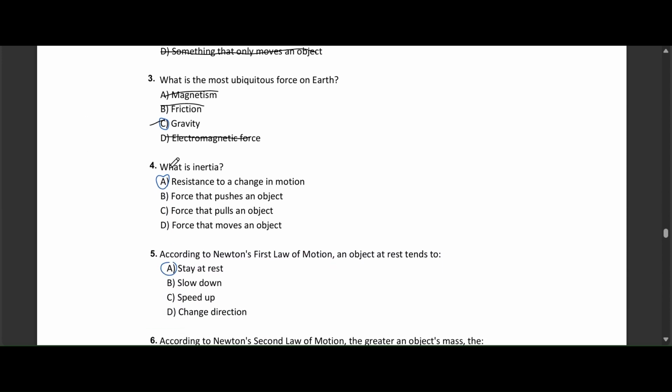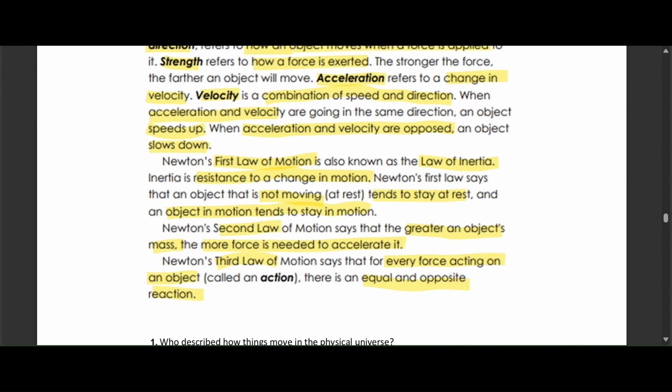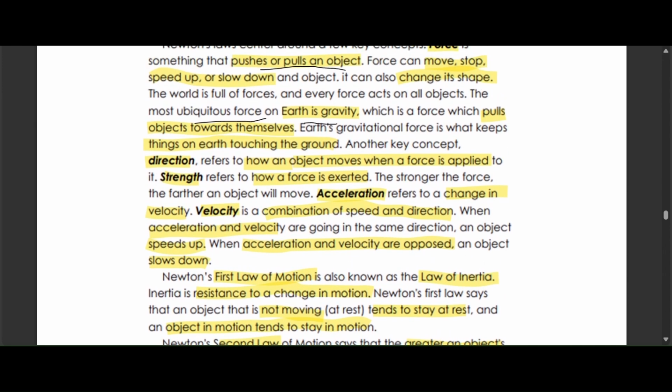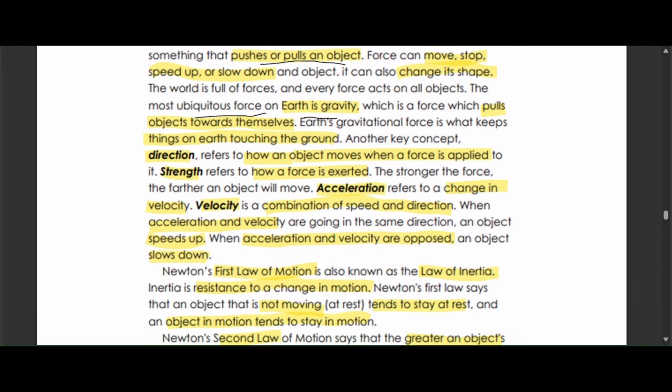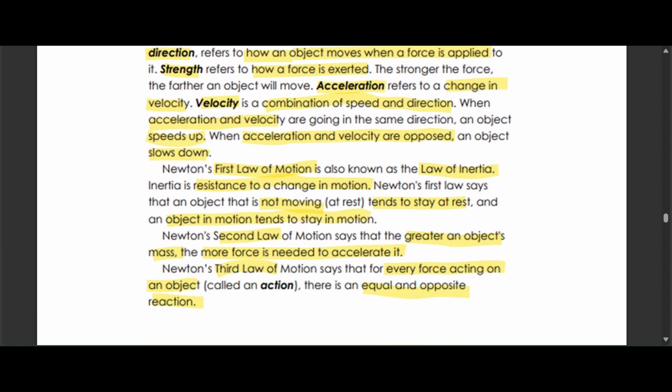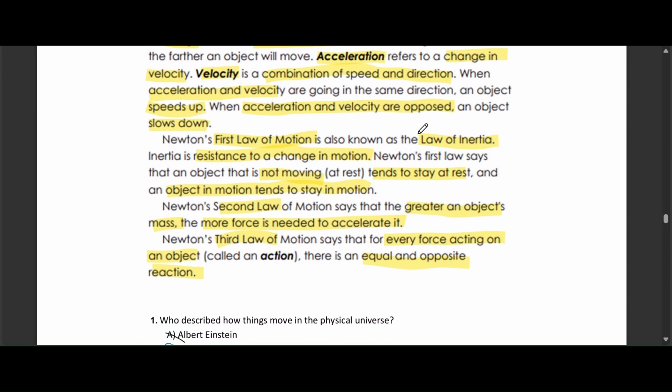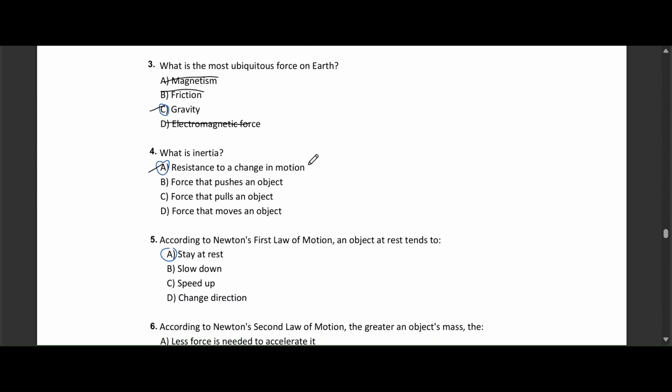Question 4. What is inertia? Is it A, resistance to a change in motion, B, force that pushes an object, C, force that pulls an object, or D, force that moves an object? The correct answer is A. Inertia is the tendency of an object to resist any changes in its state of motion. This is also part of Newton's first law. An object at rest wants to stay at rest, and an object in motion wants to stay in motion, unless a force acts upon it. The other options incorrectly describe force, not inertia. So the answer is A, resistance to a change in motion.